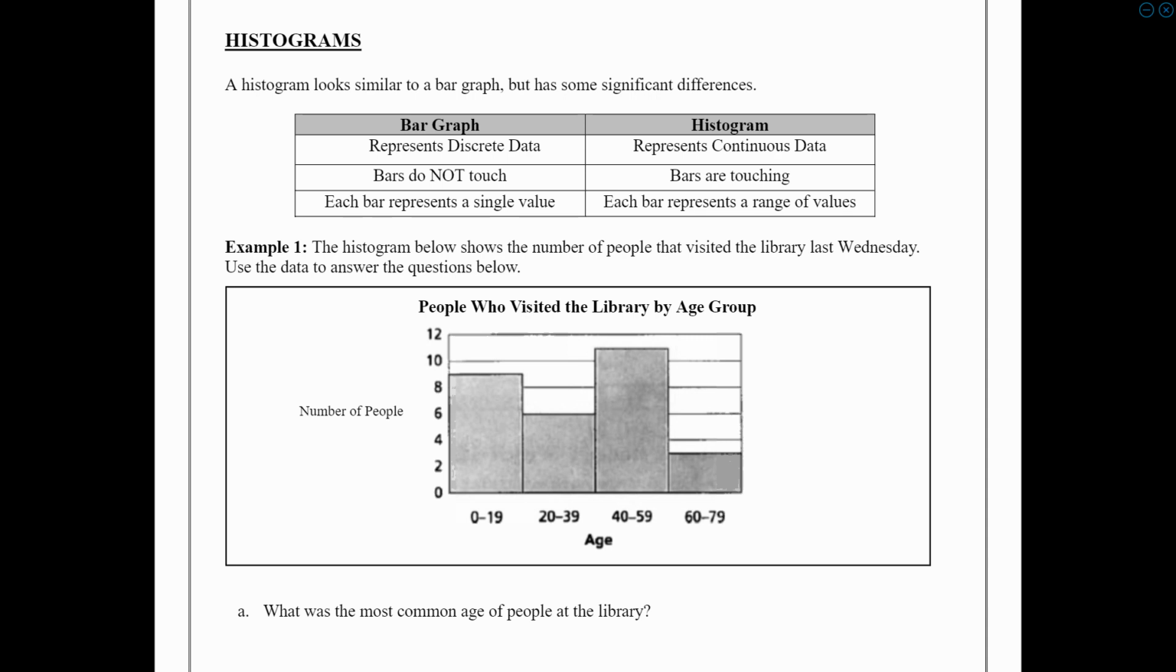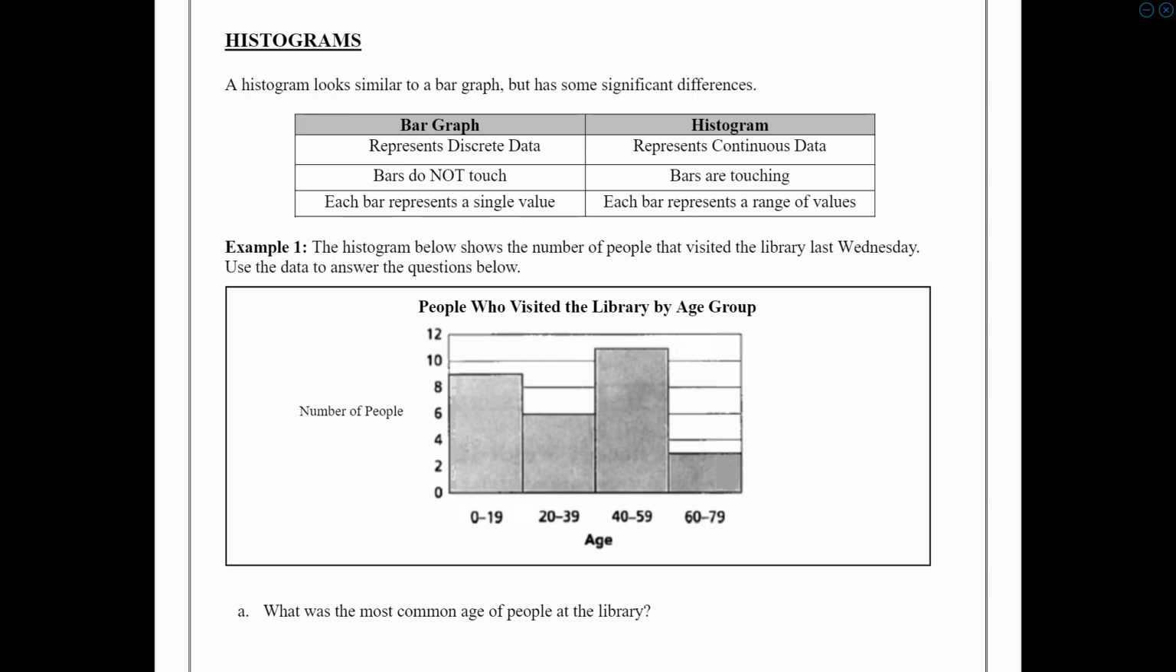Alright. So a histogram is really similar to a bar graph, but here's the difference. With a bar graph, we're talking about discrete data. We're talking about favorite subject: math, physics, maybe LA, sciences, whatever. But it's only certain options.